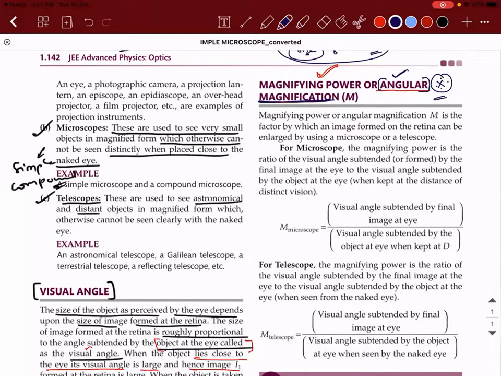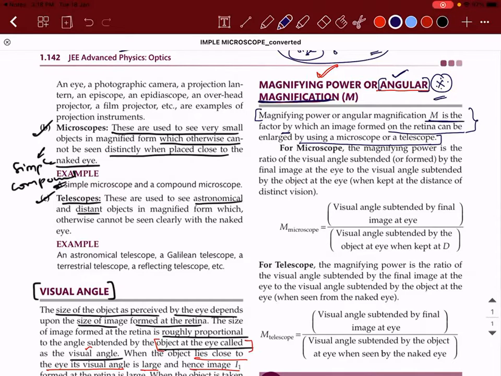From this, we can conclude that magnifying power or angular magnification M is the factor, a multiplication factor, by which an image formed on the retina can be enlarged by using a microscope or a telescope. This is the concept of magnification we are going to use for any kind of optical instrument.